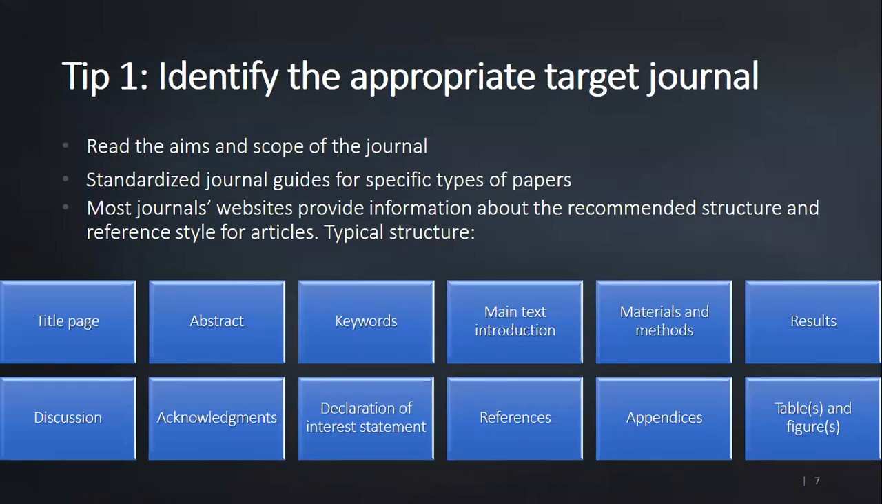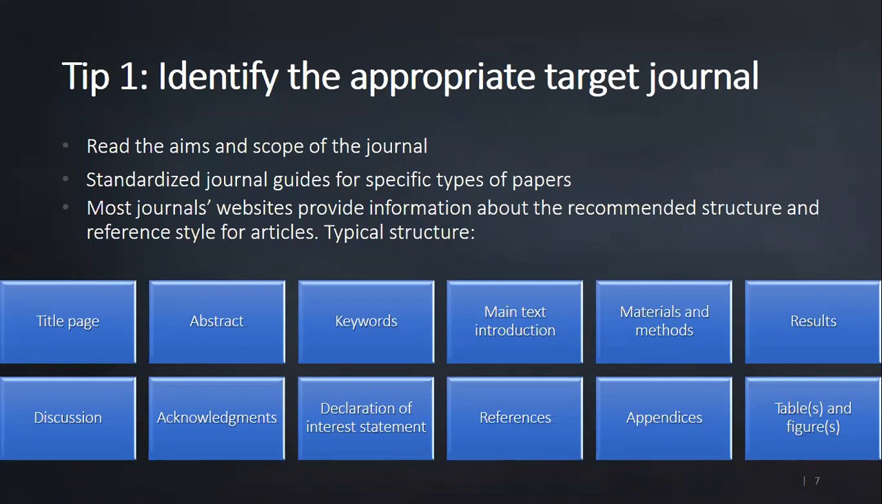Tip number 1, identify the appropriate target journal. Okay, so this is critical. Make sure to read the aims and scope of the journals you are interested in publishing in, because if your paper does not fall within the journal scope, you are wasting your time. If your research falls outside the aim and scope, look for a more suitable home for your paper. If you go on sending this paper, you will get a desk rejection immediately.